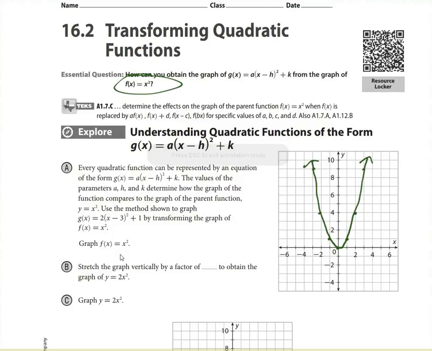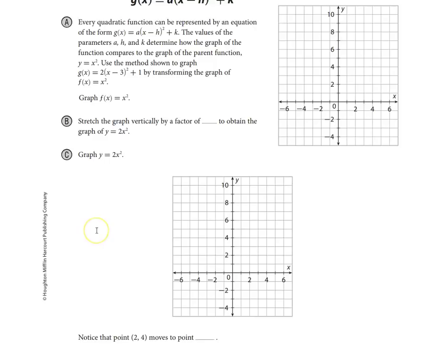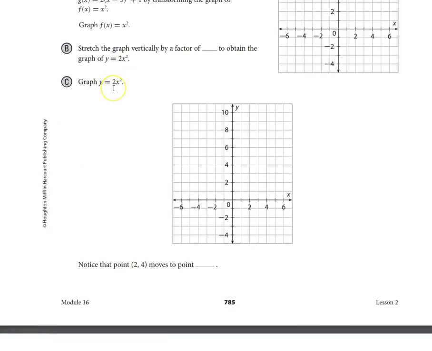And then it says, stretch the graph vertically by a factor of 2. Well, we would need to stretch it by a factor of 2 to obtain the graph of y equals 2x squared. And then we need to graph now 2x squared. All right. Well, as we talked about yesterday, if you think about y equals ax squared and the value of a is a 2, then that means that we are going to need to vertically stretch the parent function by a factor of 2.